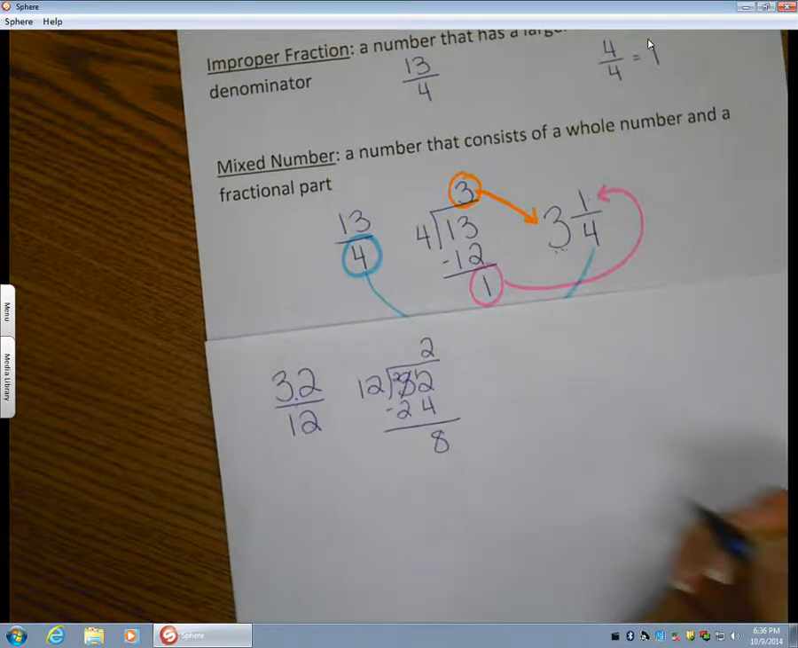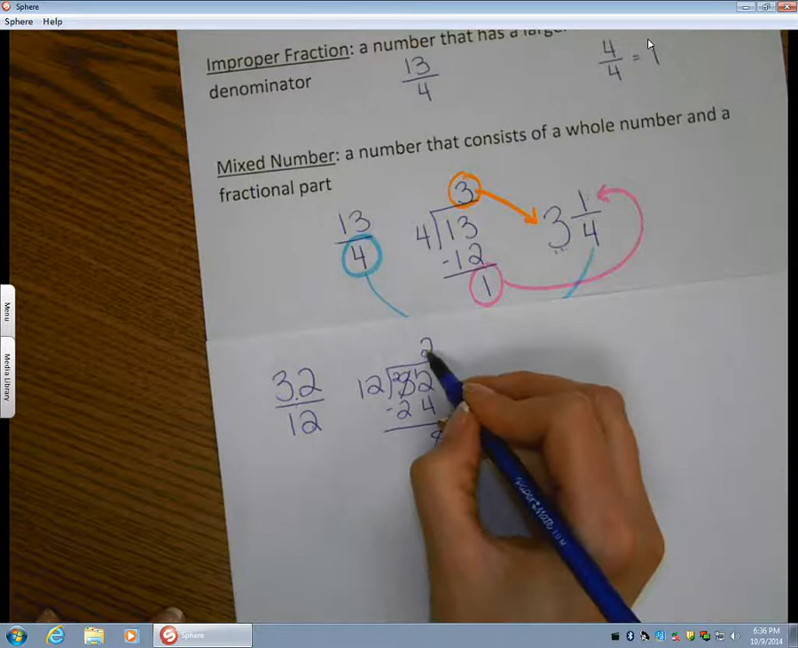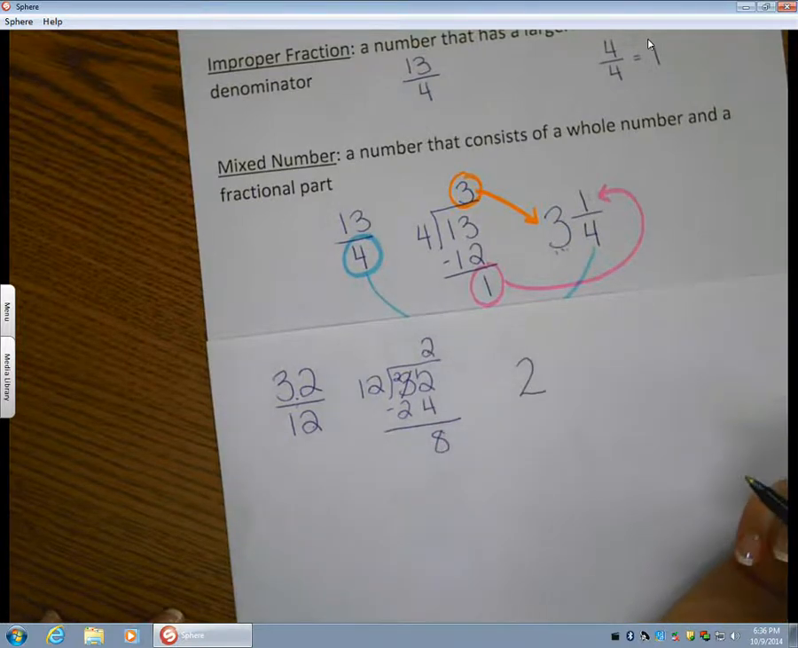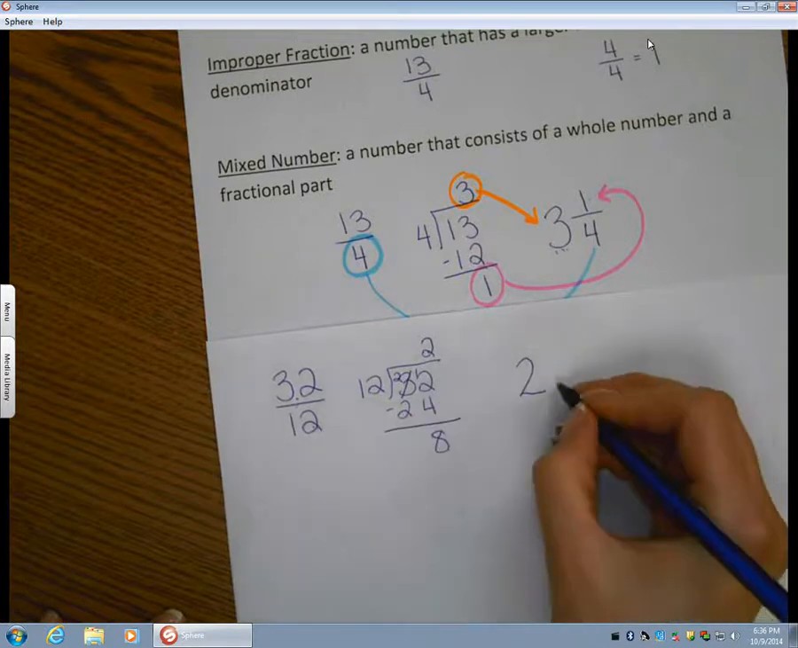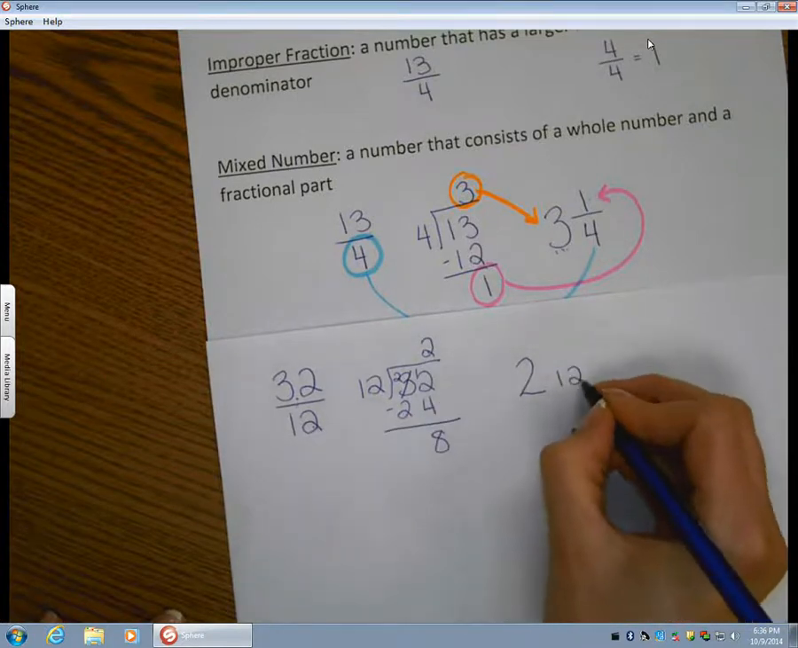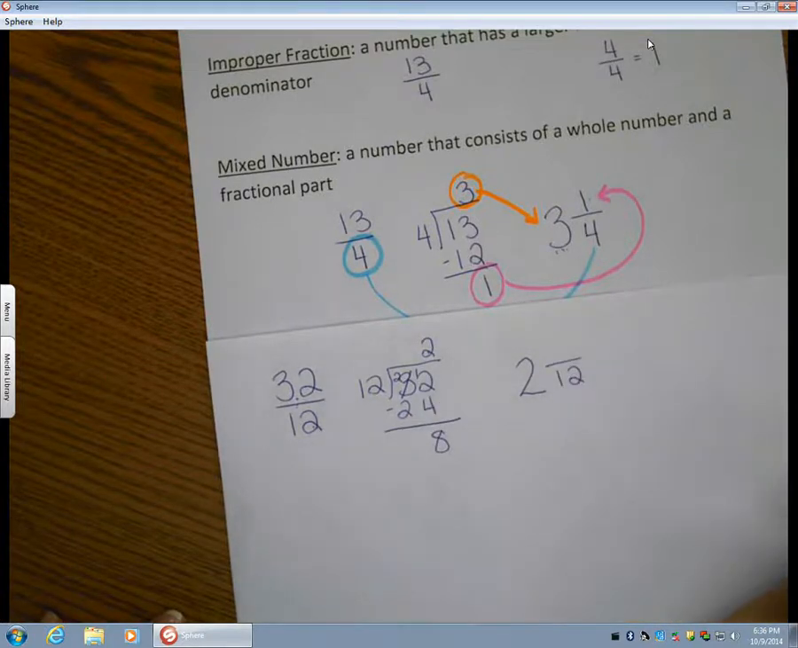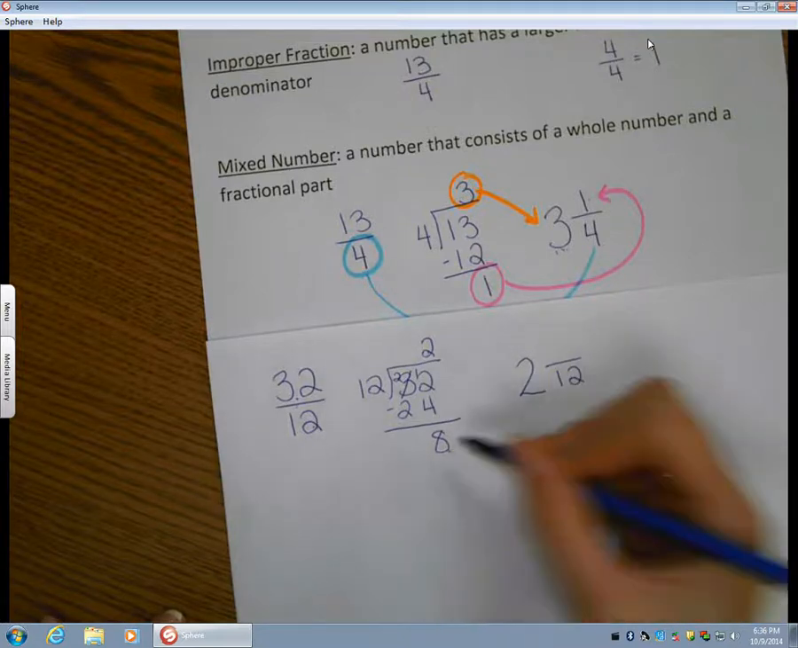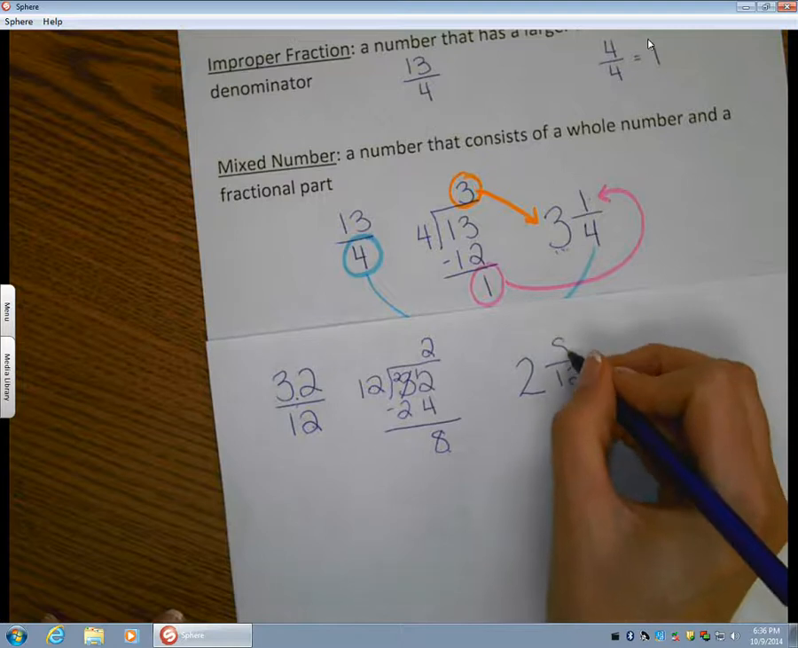Now I'm ready to make my mixed number. I was able to make 2 full groups of 12, so that's my whole number. 12 is my denominator. That's how many I needed in order to make a full group. 8 were left over. That was close to making another group of 12, but not quite, so I'll keep 8 as my numerator.